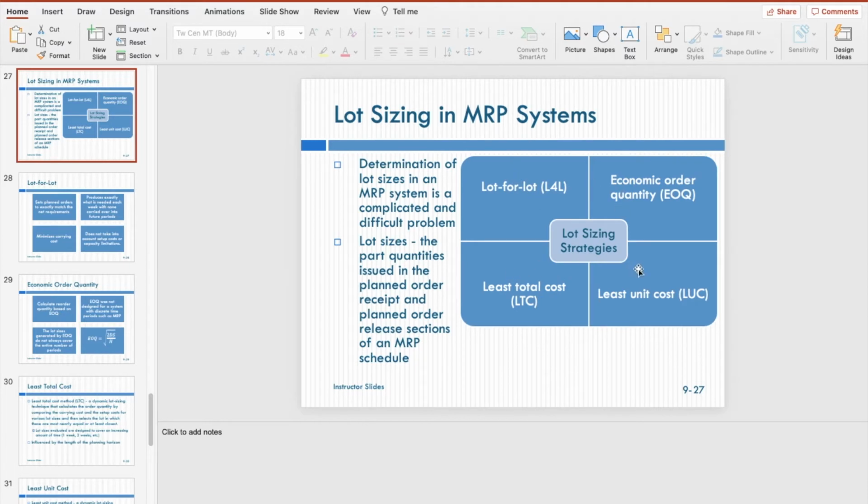And then when we deal with a specific MRP system problem, we can try each one of them, or at least we can calculate each one of the lot sizing techniques and see which one is the best among the alternatives. That's the thing that we want to do.